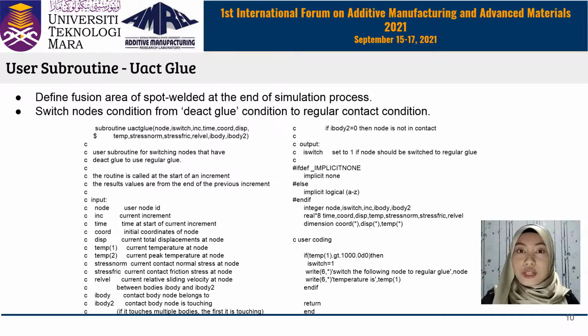If the node reaches 800 degrees Celsius during the spot welding operation, the user subroutine will assist in switching the contact interaction between plate and plate from contacting to a permanent adhesive. Both metal sheets will be attached as a result. Next, we are going to see the simulation of how the weld nugget is created in the spot welding process.